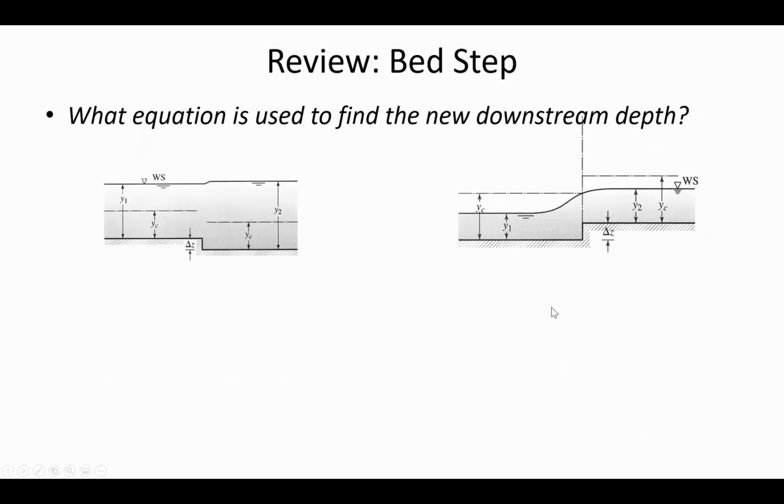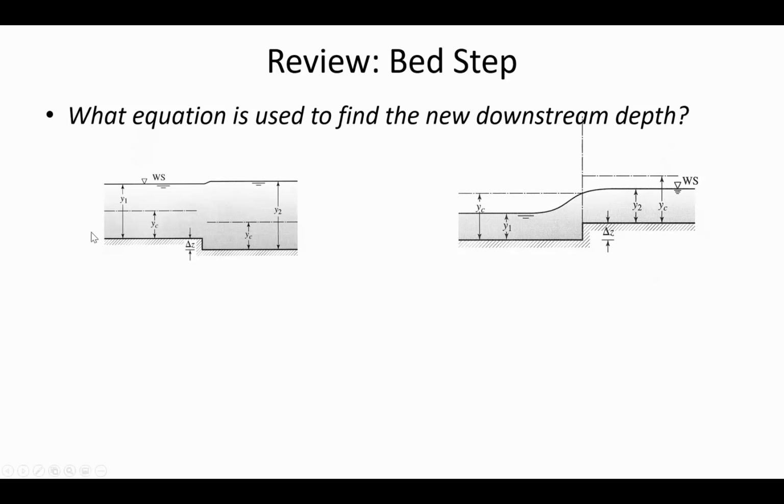All right. Now, let's review what we talked about in Friday's class. In Friday's class, we talked about what happens when there is a change in the elevation of the bottom of the channel. Because specific energy is how much energy is there above the channel bottom.